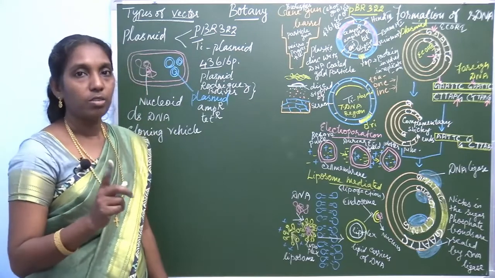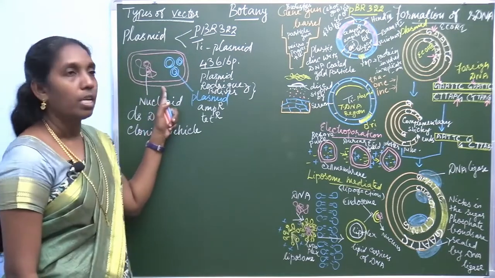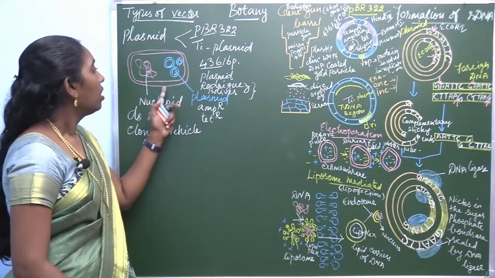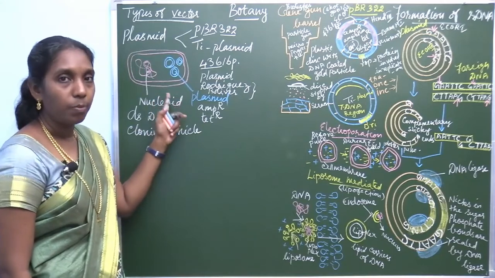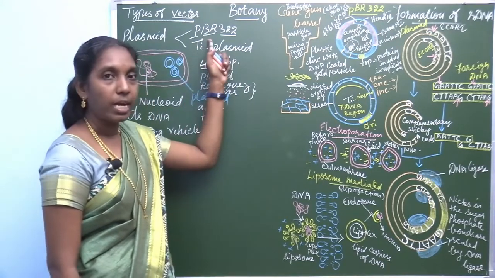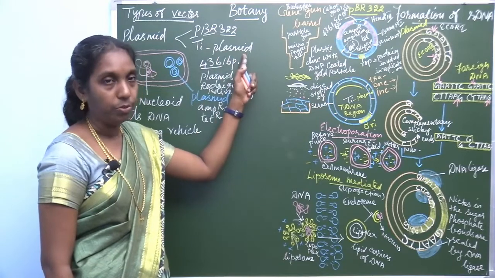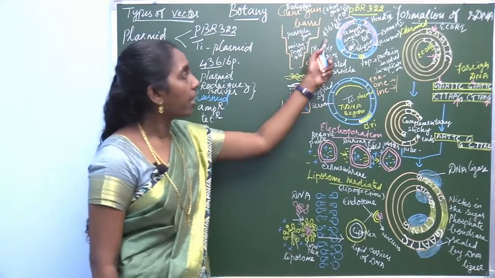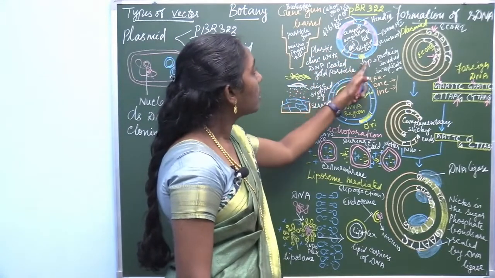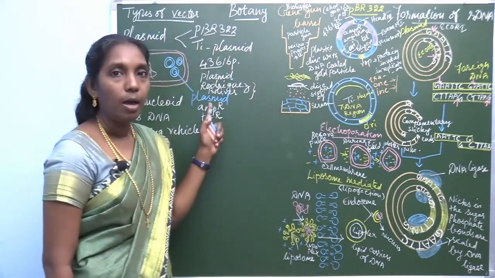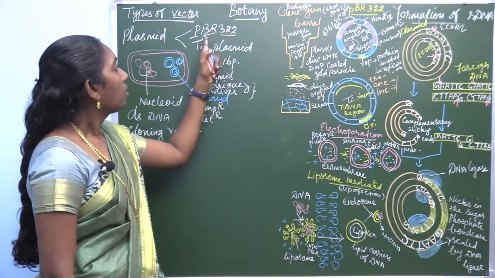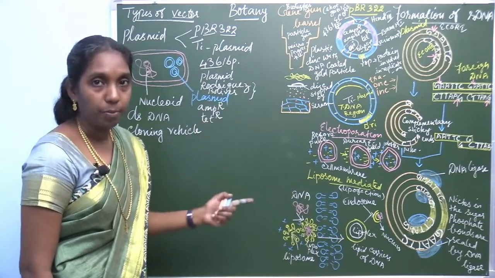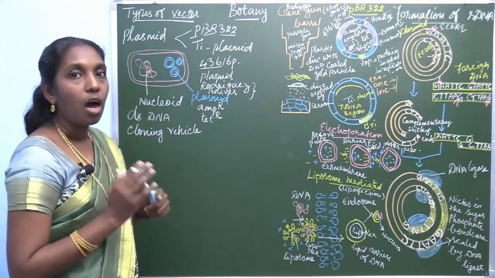So, two more questions: what are plasmids? Plasmids are present in bacteria. Here is the plasmid pBR322. If they ask a 3 mark or 2 mark question, draw this diagram neatly, label all the parts and write about each and every part. pBR322 is a reconstructed plasmid which contains how many base pairs?